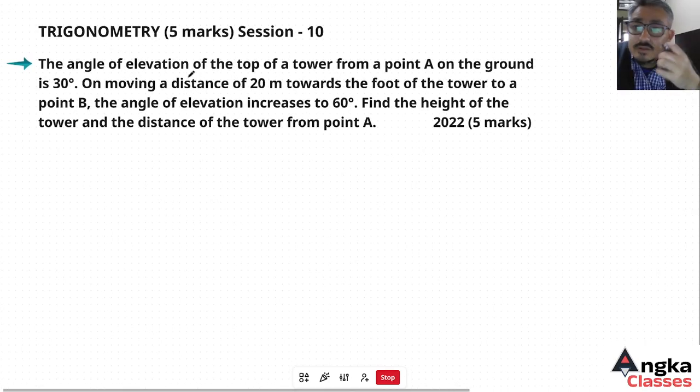Previous year's question discussion, trigonometry chapter, 5 marks, session number 10. The angle of elevation of the top of a tower from a point A on the ground is 30 degree. On moving a distance of 20 meter towards the foot of the tower to a point B, the angle of elevation increases to 60 degree. Find the height of the tower and the distance of the tower from point A.